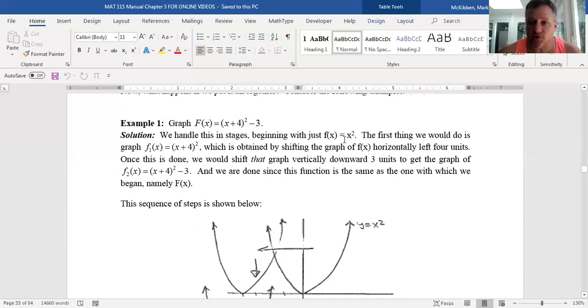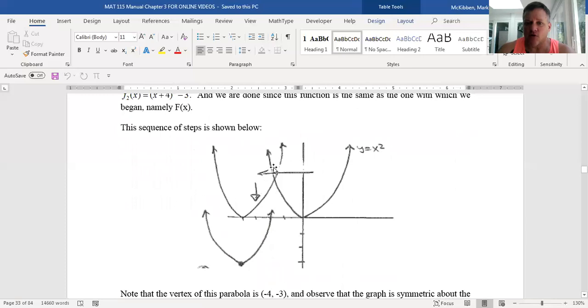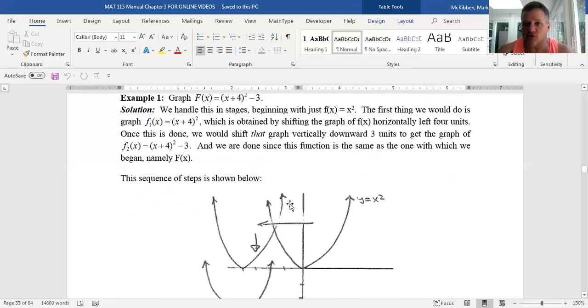All right, so let's start with x squared. The first thing we're going to do, by the order of operations, is talk about what this guy looks like. We know that if you add something inside, we're going to move the graph of x squared to the left that amount. And so the first graph that we get is obtained by moving this guy to the left 4 units. This parabola here is y equals (x plus 4) quantity squared.